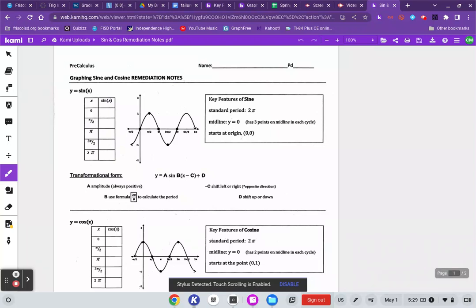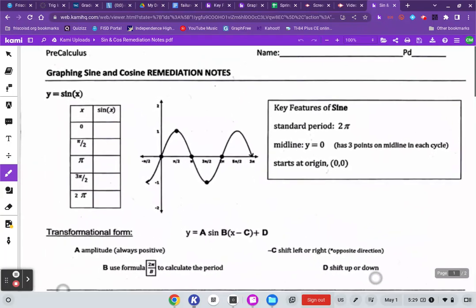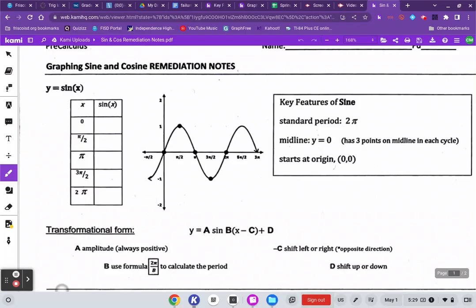Okay, this is graphing sine and cosine remediation notes. This is to help get you ready for the final reassessment. And this is a page of notes with the highlights. We're going to breeze through and hit the most important things.